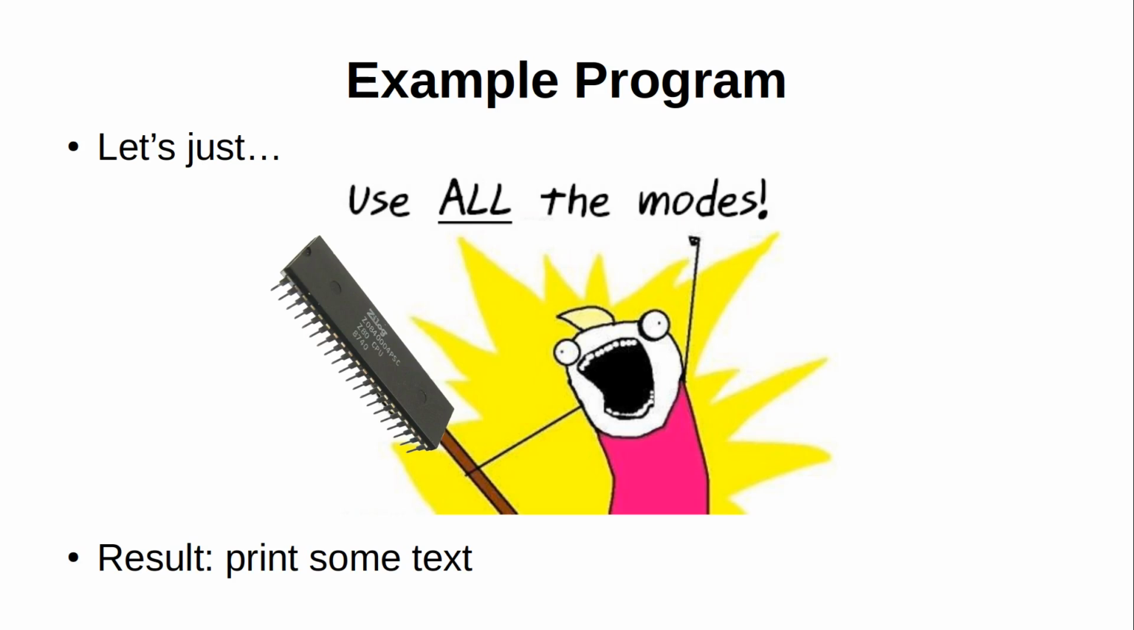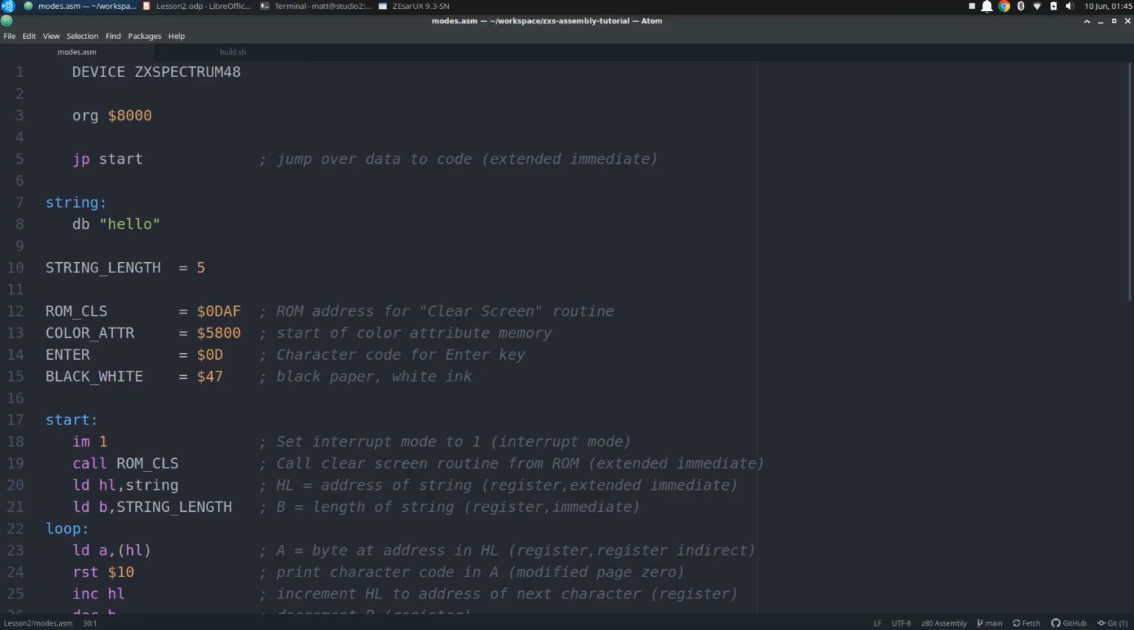Now that we've seen all the different addressing modes, it's time to use all of them in a single example program. At the end, we'll have a needlessly complicated program that will generate a little bit of text on the screen. Let's dive in. We're going to be using Atom again, which you will see has the ability to do some nice syntax highlighting for all of these addressing modes.